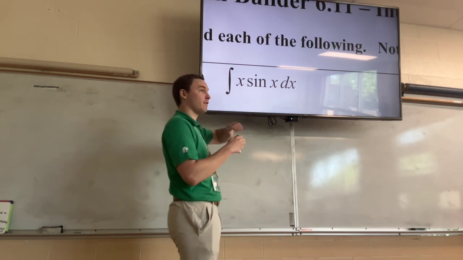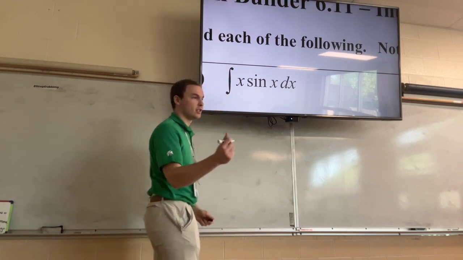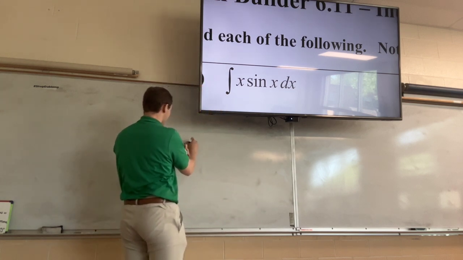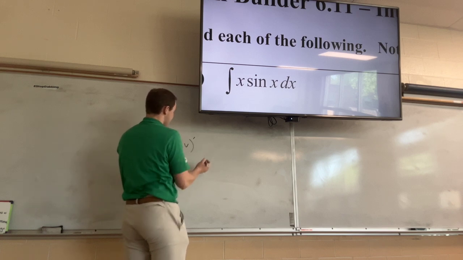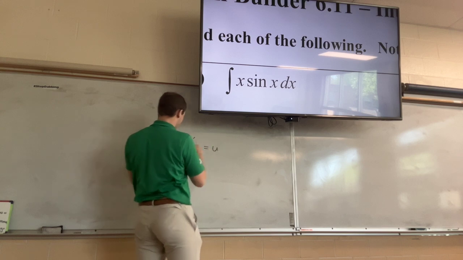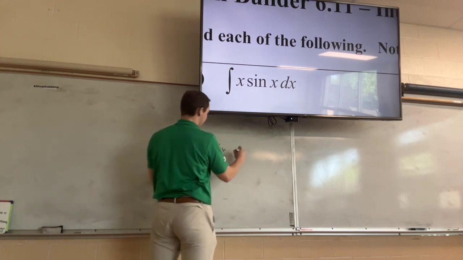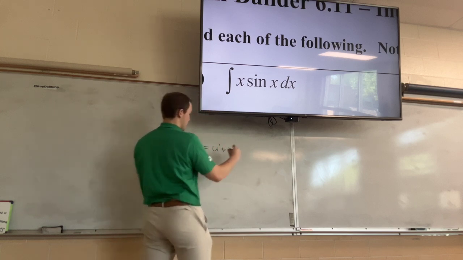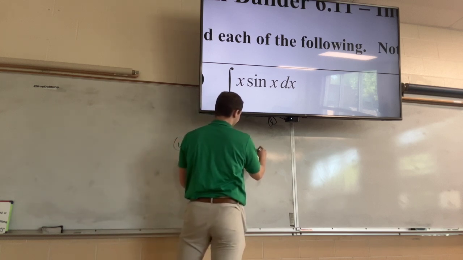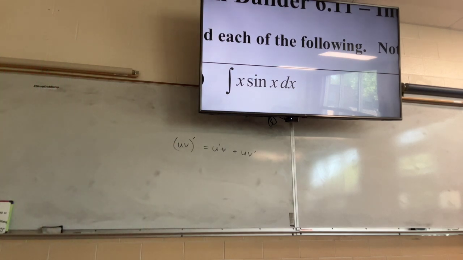So here's where the formula comes from. Do you guys remember the product rule? Yes. So if I want to take the derivative of uv, it equals what? u prime times v, the derivative of the first one times the original second, plus the original first times the derivative of the second. Okay? All right? Ready?